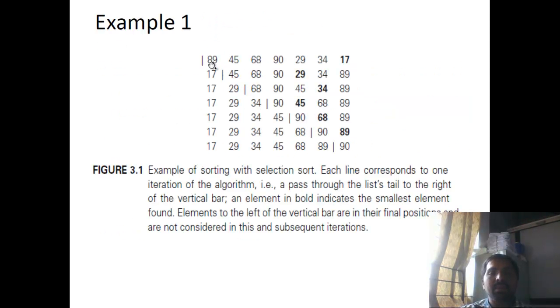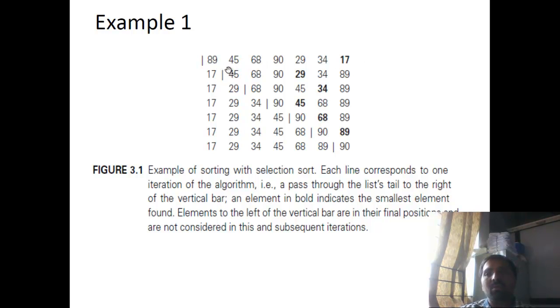Example 1: 89, 45, 68, 90, 29, 34, 17. In total we have 7 elements, and 7 elements need 6 passes, that is n minus 1 passes. In the first pass we identify the smallest element. Here the smallest element is 17, so we swap 17 and 89, because the smallest element occupies the first position in the list.